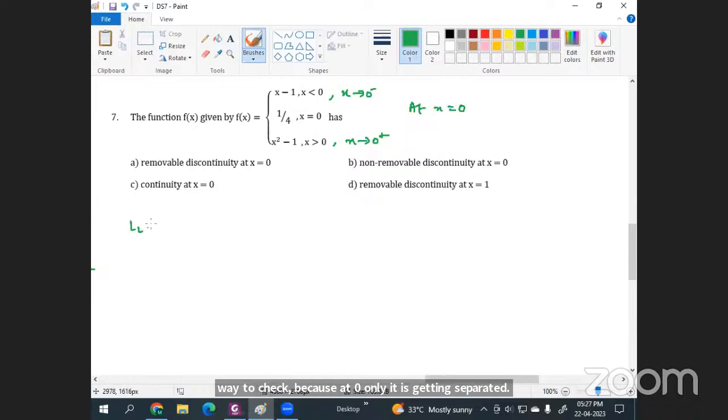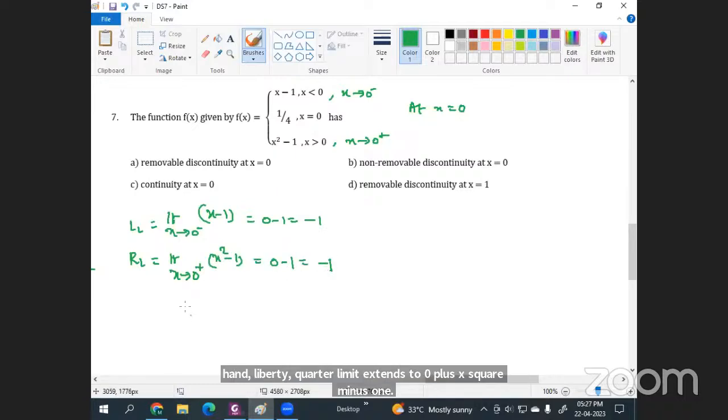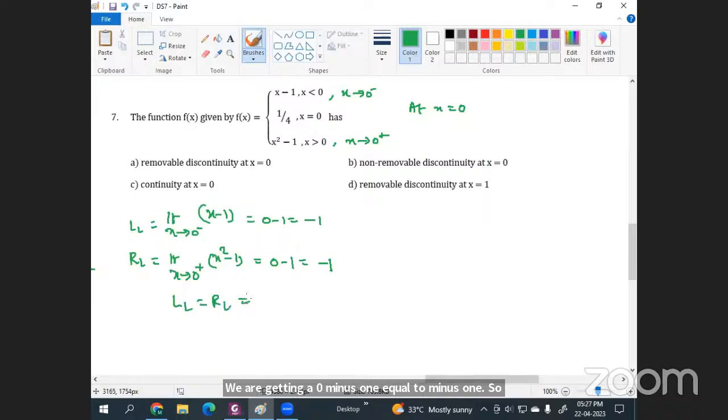So left hand limit equal to limit x tends to 0 minus of x minus 1. So that is 0 minus 1, we are getting minus 1. Right hand limit equal to limit x tends to 0 plus of x square minus 1. We are getting 0 minus 1 equal to minus 1. So left hand limit equal to right hand limit, but not equal to f of 0, because f of 0 is 1 by 4 as they gave. Both limits are equal, so it is a removable discontinuous function at x equal to 0. Very, very important model question.